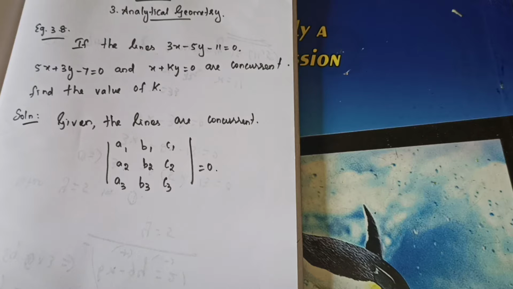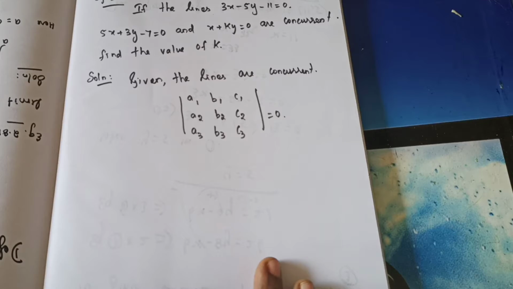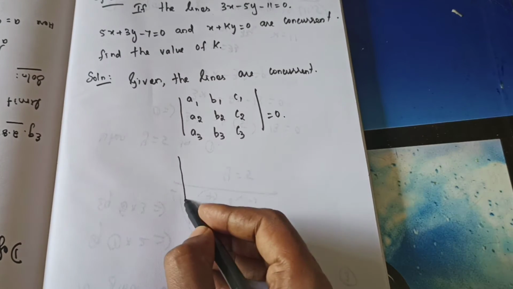Last class we have completed one problem. Concurrent means the determinant value is equal to 0. So here the determinant of A1 B1 C1, A2 B2 C2, A3 B3 C3 is equal to 0, since it is given in the question that it is concurrent.